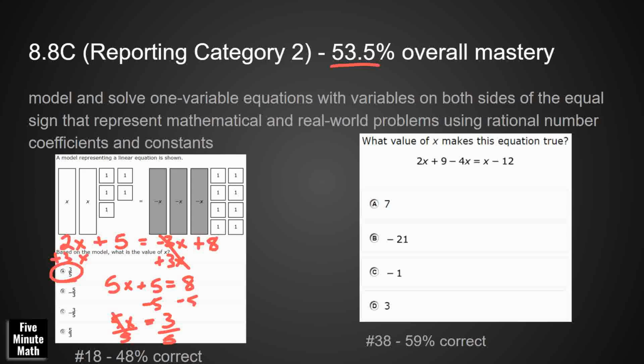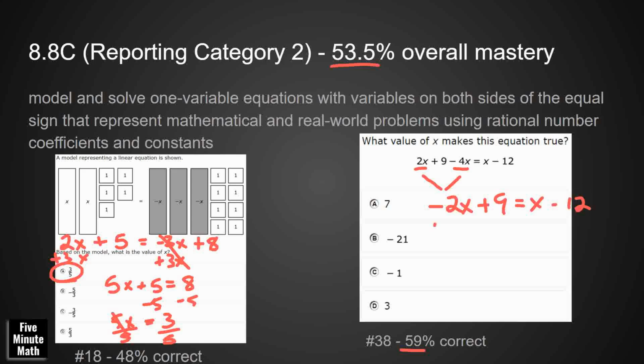Next, number 38, we almost hit a 60% threshold, which is our threshold for we basically understand this problem in the state. And you notice the challenge here is I do need to combine like terms. I've got a 2x plus a negative 4x. So if I take a 2x and a negative 4x, I'm going to end up with negative 2x. I still have my 9. And then I've got my x minus 12.